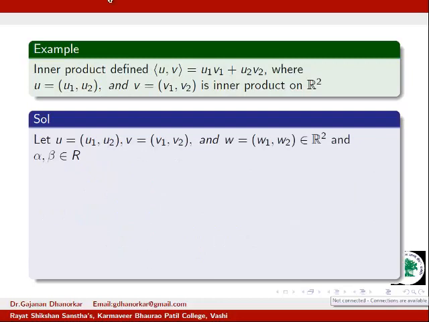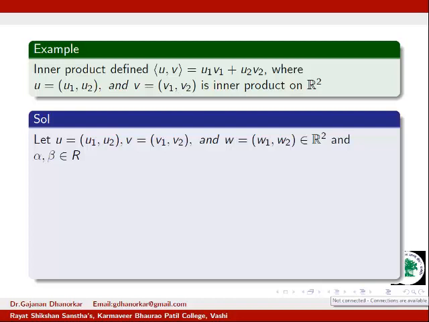Now I will take the next example, and we will try to prove whether it is an inner product or not. This inner product is defined by the inner product of u and v equal to u1 v1 plus u2 v2, where u is u1, u2 and v is v1, v2. That means u and v are elements from the R2 space. This is our definition of the inner product, meaning the dot product of u and v. We will try to prove this is an inner product.